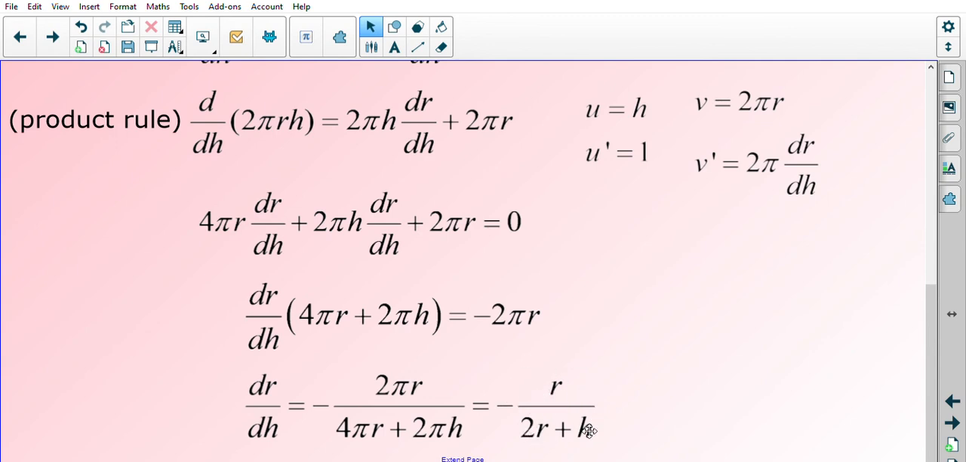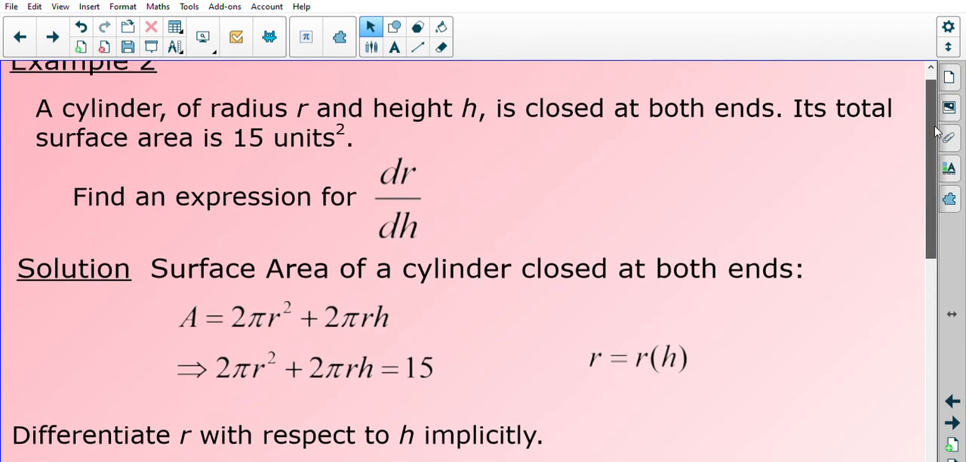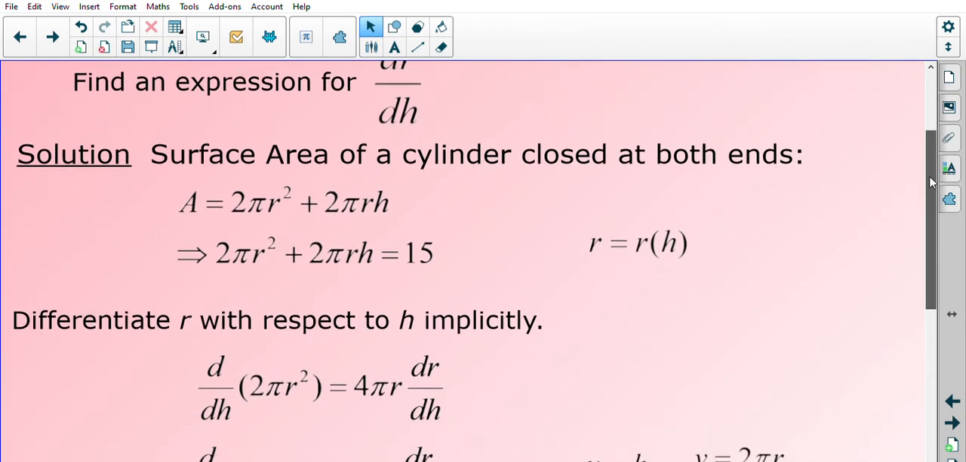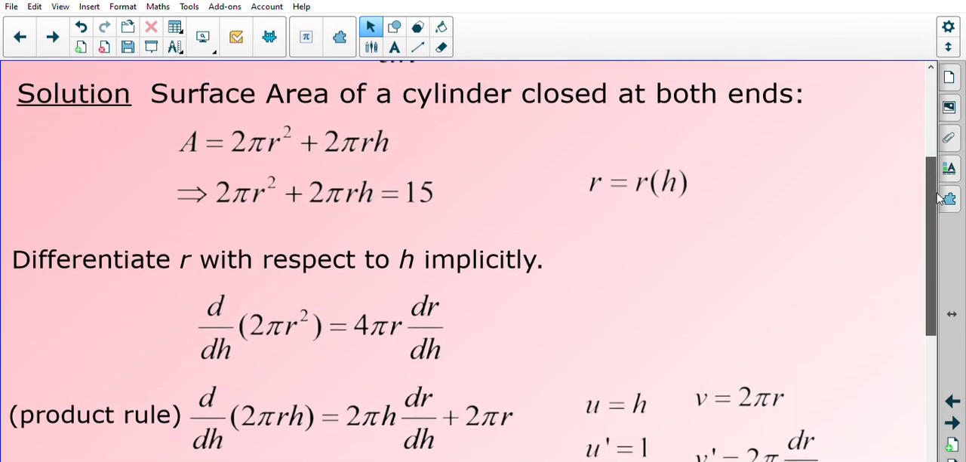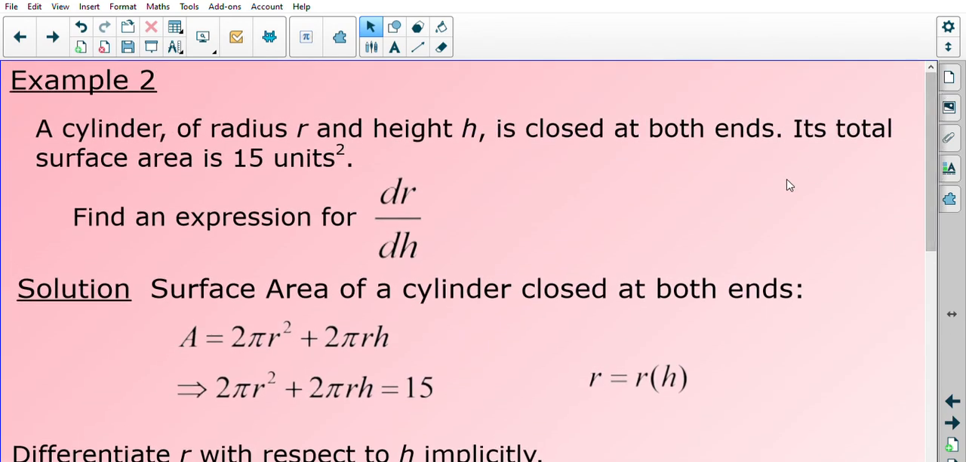Okay, so there are two examples on rates of change. Again, very physical examples. However, implicit differentiation is the key in order to solve these questions. Remember, you'll have a lot of chain rule and possibly product rules when dealing with this as well. Okay, thank you.